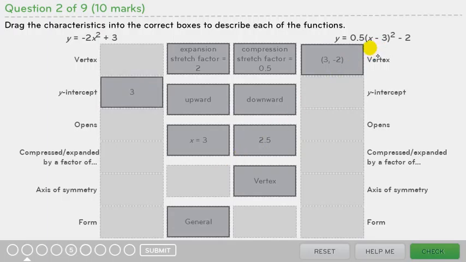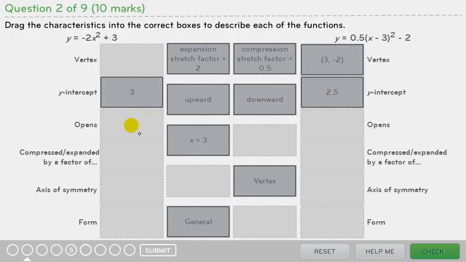The y-intercept for this equation is a little bit more complicated to determine. We can determine the y-intercept by substituting in a value of 0 for x. 0 minus 3 is negative 3, negative 3 squared is 9, half of 9 is 4.5, and 4.5 minus 2 is 2.5.